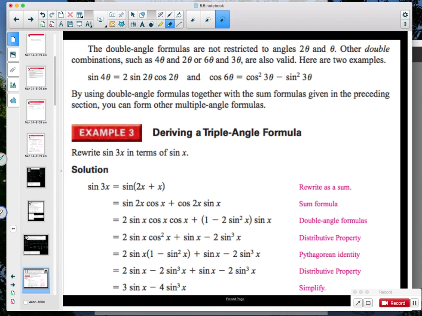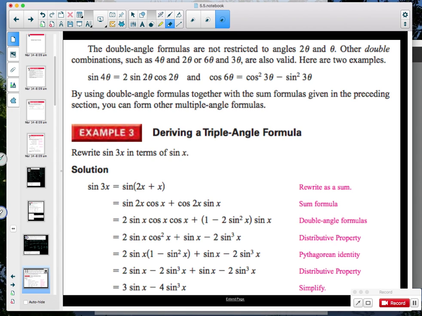So let's see an example. It says, and I love these problems, rewrite sine of 3x in terms of sine of x. You can express this as a sum of 2x and x, then use the formulas that we had for 5.4. So sine 2x cosine x plus cosine 2x sine x, and then use the formulas we learned today. Instead of sine 2x, you will write 2 sine x cosine x times cosine x, and cosine of 2x is going to be 1 minus 2 sine squared x times sine x.